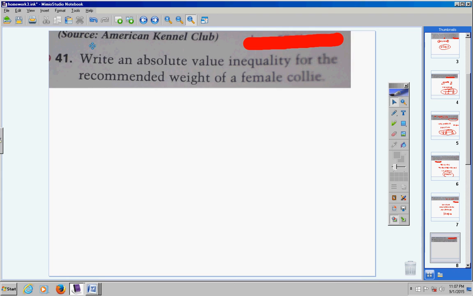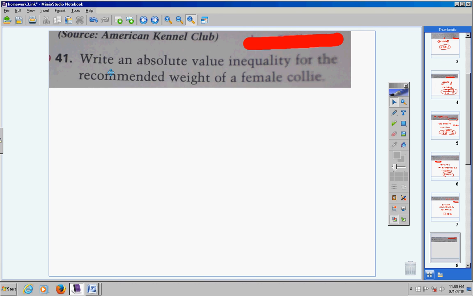Alright, number 41. If you'll look at the directions above number 41 in your book, it says the American Kennel Club had developed guidelines for judging the features of various breeds of dogs. For collies, the guidelines specify that the weight should be between 60 and 75 pounds for males, or between 50 and 65 pounds for females. Write an absolute value inequality for the recommended weight of a female collie.